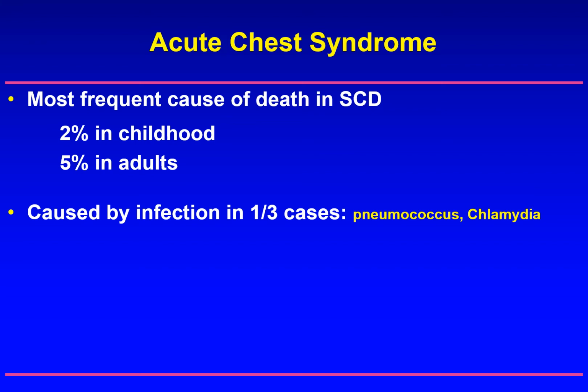And the main reason to treat painful crisis promptly is to avoid acute chest syndrome, which can happen due to splinting and immobility. And this is the most common cause of acute death in sickle cell disease and is an emergency and needs to be treated quickly and adequately. It's caused by infection in a third of cases.